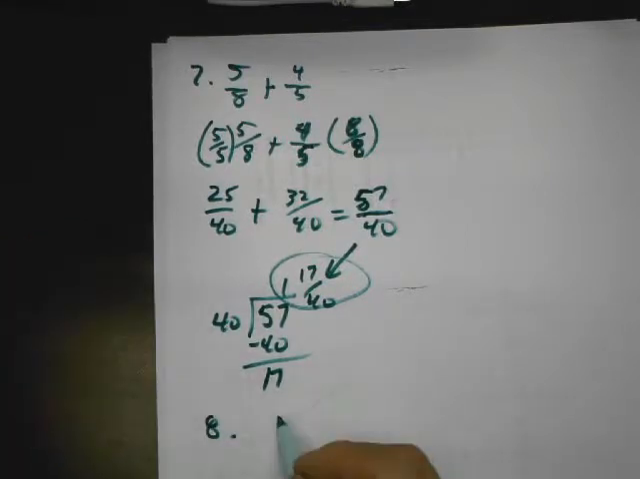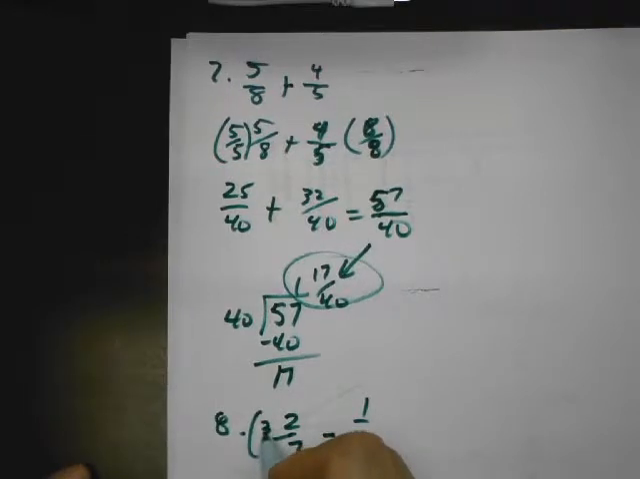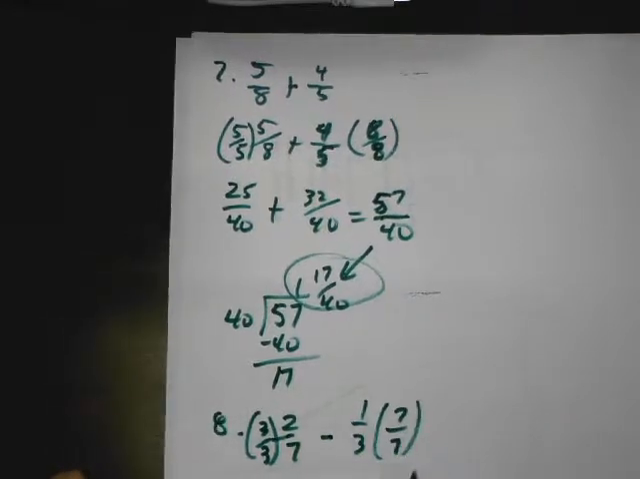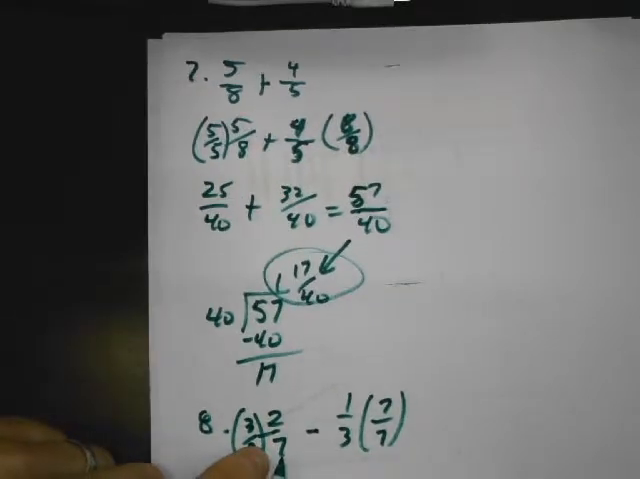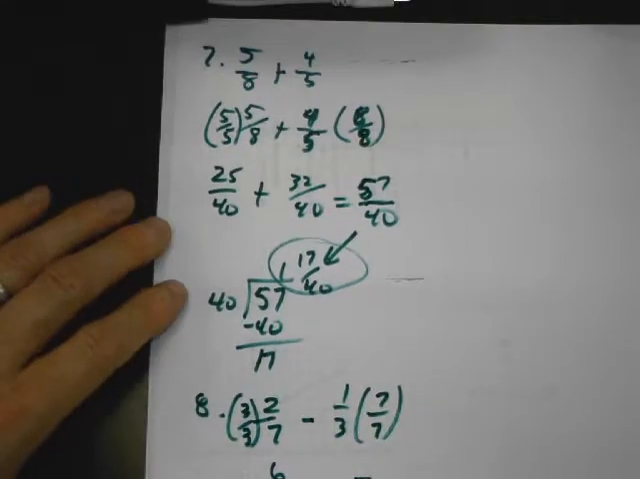Number 8, 2/7 take away 1/3. Again, we need a common denominator. If I go 7 times 1, 7 times 2, 7 times 3, the first time the multiples of 7 and the multiples of 3 will be the same is at 21. So I want these both to say 21 on the bottom.